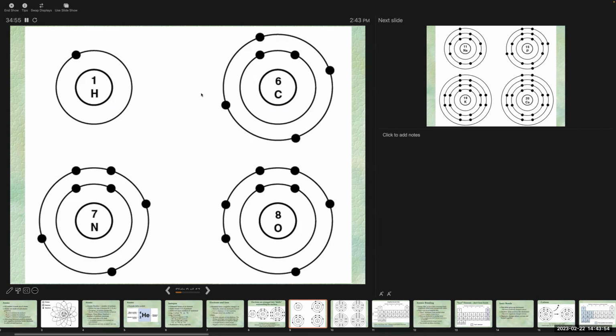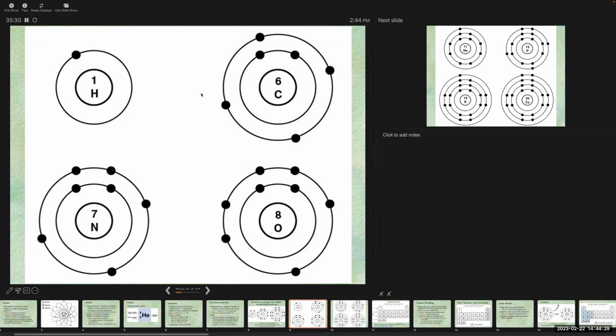Jumping over to carbon, carbon has an atomic number of 6, meaning that it has 6 protons in the nucleus. And therefore, if you're looking at an electrically neutral carbon atom, it should also have 6 electrons orbiting. But remember, you can only squeeze 2 electrons into that first shell. So there would be 2 electrons in the inner shell, the first shell, and then the remaining 4 electrons would have to reside in that second energy level or that second shell.